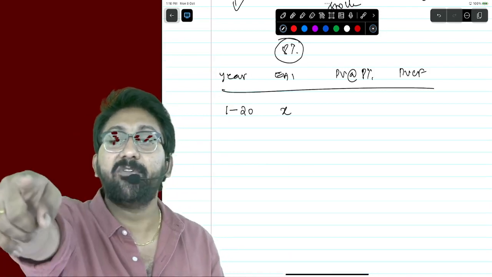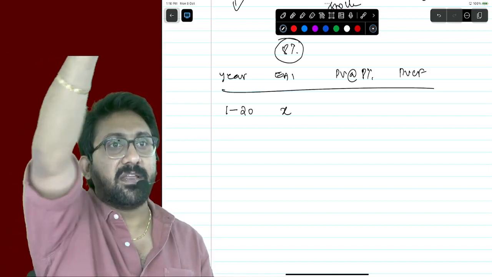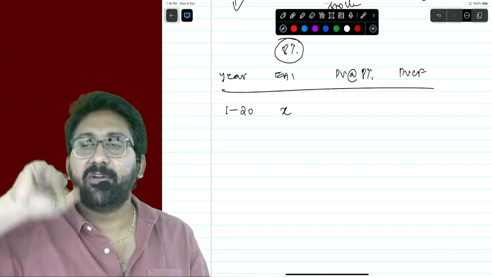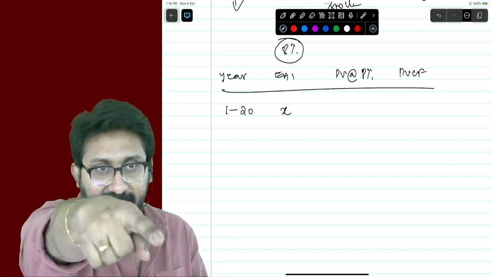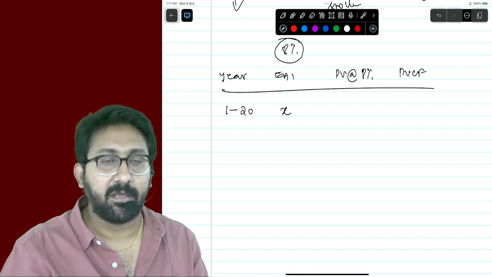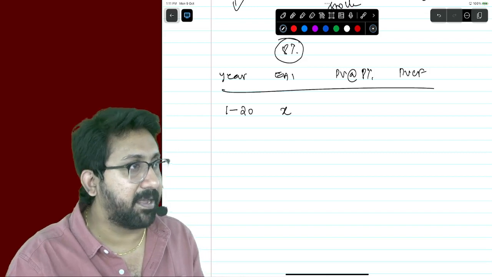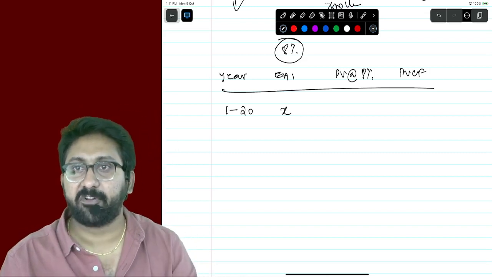You know annuity calculation? I told you in the basics. Calculate the annuity for 20 years at 8%. I will see how much you remember. How to do it? 1 divided by 1.08, plus the next term, and so on, like that for 20 years.